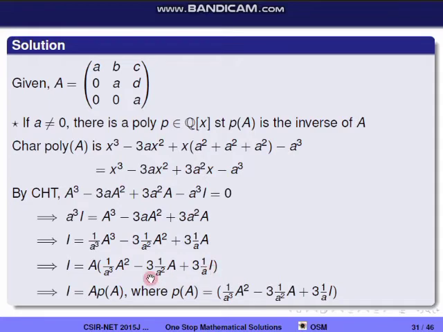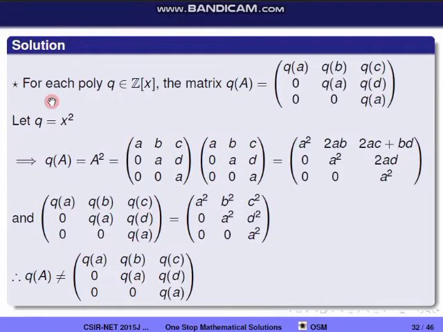So if we note that I is equal to a into p of a, where p of a is this equation. That is, we got a, p of a is the inverse of a. So this option is true. Next.